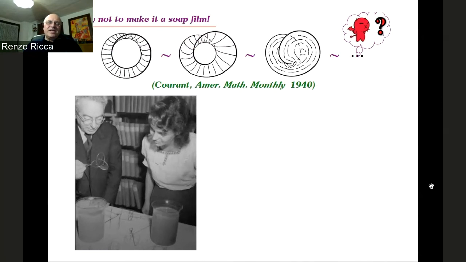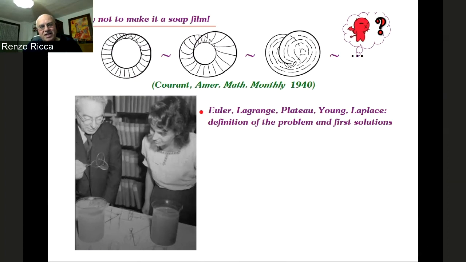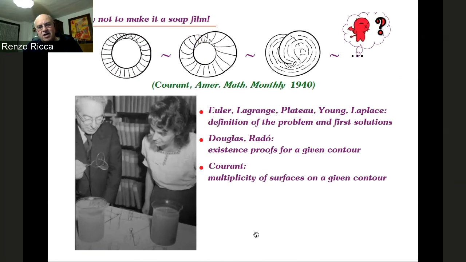Well, the story of soap films is ridiculously short. Actually, great names: Euler, Lagrange, Plateau, Young, Laplace. They defined the problem. They gave first basic solutions. But then we have a Fields Medal winner, Douglas, who in 1933 gave existence proofs for given contours, and Radó, of course. Many others worked, but Courant spent a great deal of work on these, in particular inquiring about multiplicity of surfaces in a given contour and investigating this very problem here.